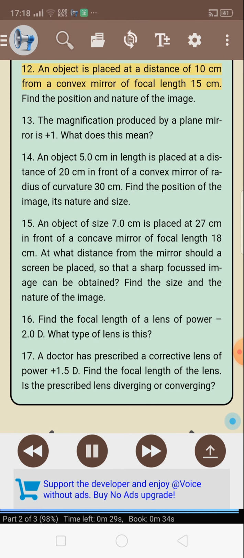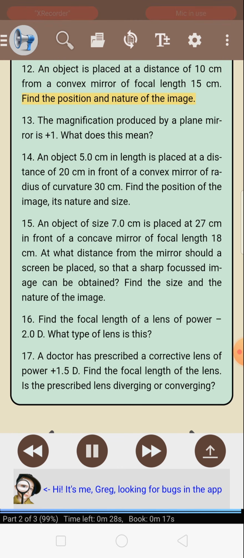12. An object is placed at a distance of 10 centimeters from a convex mirror of focal length 15 centimeters. Find the position and nature of the image. 13. The magnification produced by a plane mirror is +1. What does this mean?